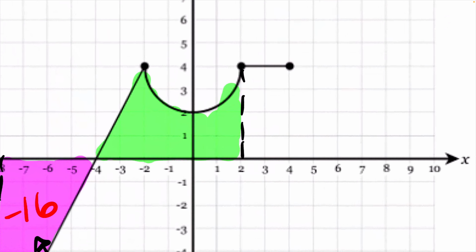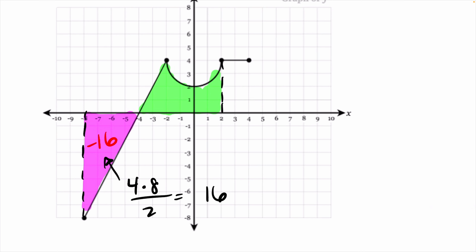Now the green is not any kind of shape I recognize. I don't think anyone recognizes. This is the way I would do it. There are many different ways that I can do it, but I'm going to do it this way. I'm going to break this up into smaller segments here.